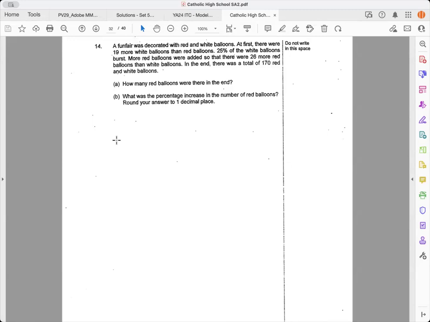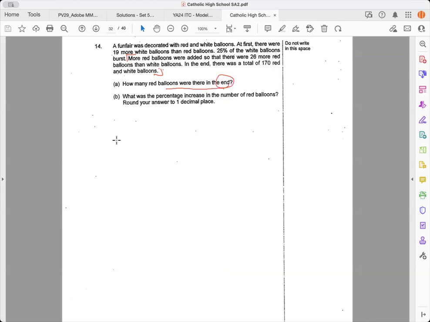Okay, this statement is what happened in the end, correct? More red balloons were added so that there were 26 more red balloons than white balloons. So that's what happened in the end. And also in the end, there's a total of 170 red and white balloons. This is a typical comparison model. How many red balloons were there in the end?